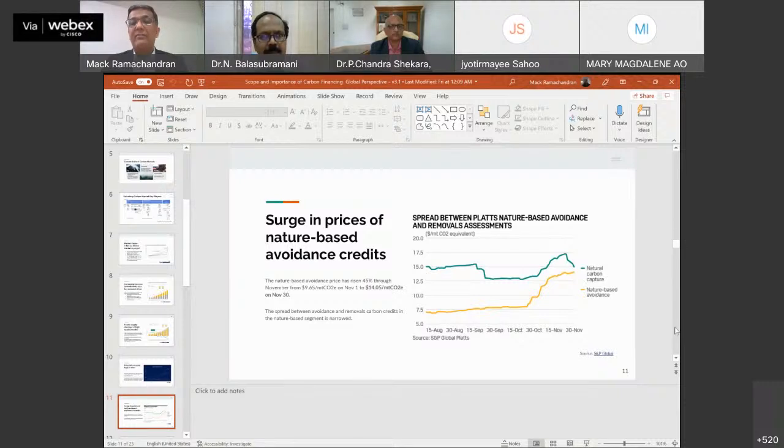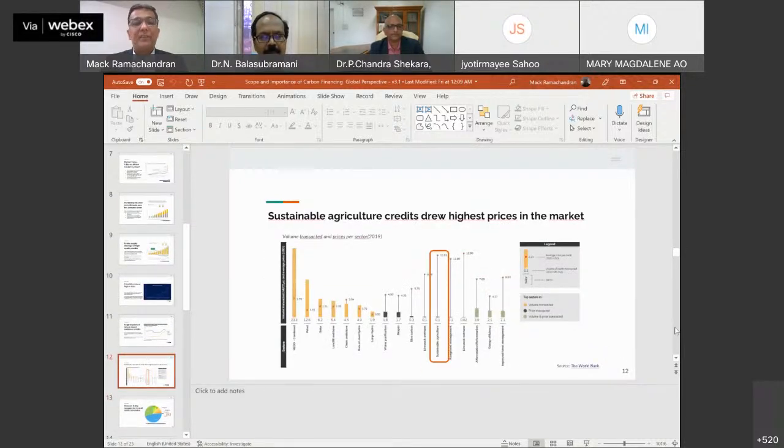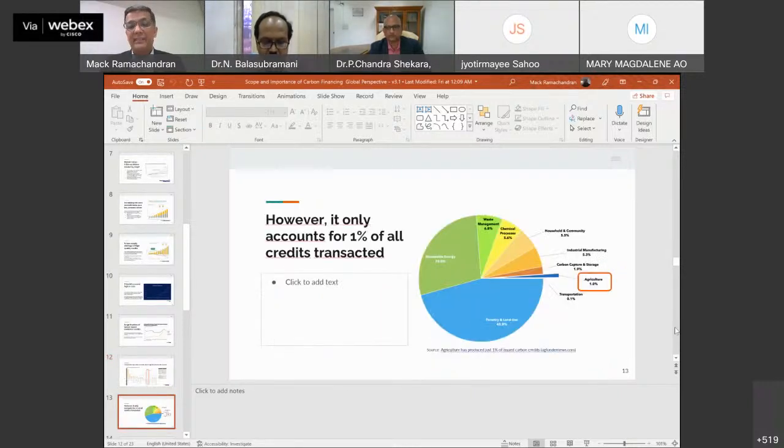And nature-based credits specifically are also shooting up. Sustainable agriculture, based on the World Bank report of last year, drew the highest prices in the market, on average, as you can see from this graph. But only 1% of all credits transacted were from agriculture. So you have a bit of a contradiction. Demand is high, price is high, but projects are low.